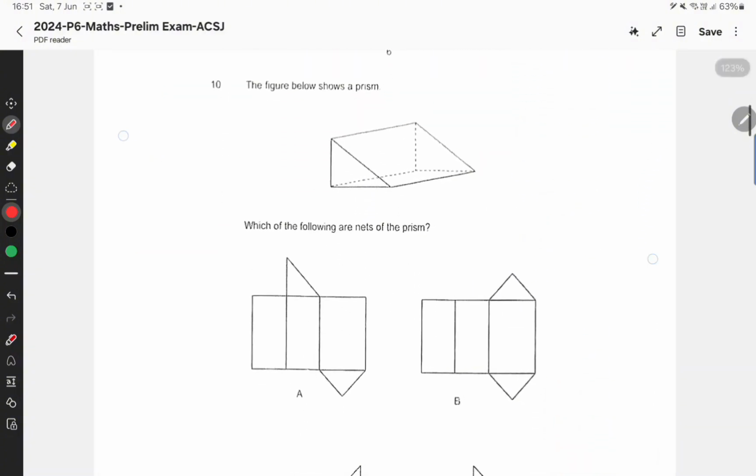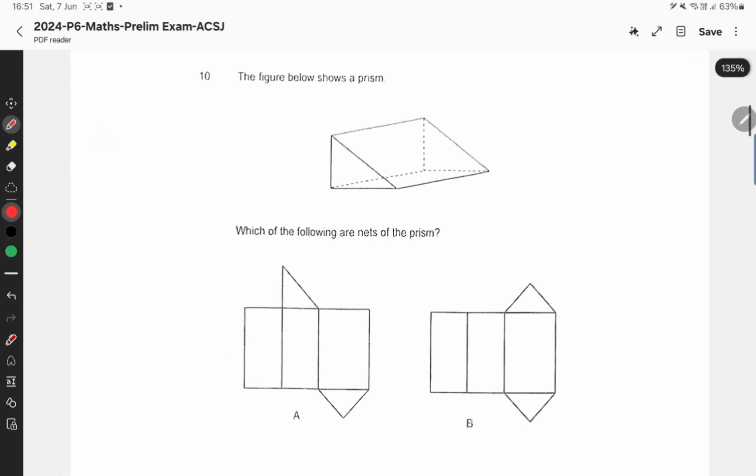Okay, question 10. The figure below shows a prism. Which one of the following are nets of the prism? For this kind of question, for nets questions, I will not be going through it in this video, because I usually prefer to teach my students using paper. So it's more of an activity for them to understand and explore. So I will not be going through question 10 today.